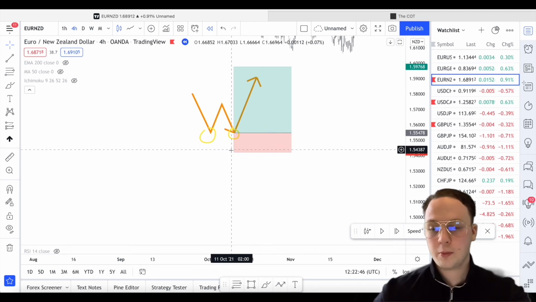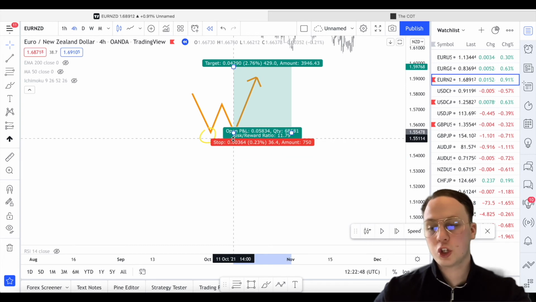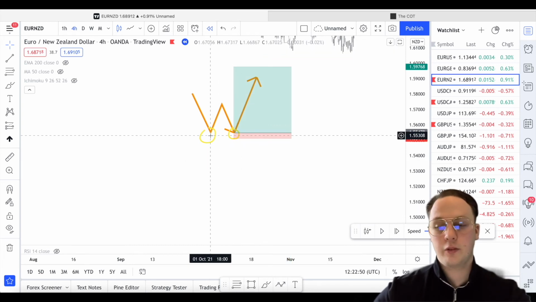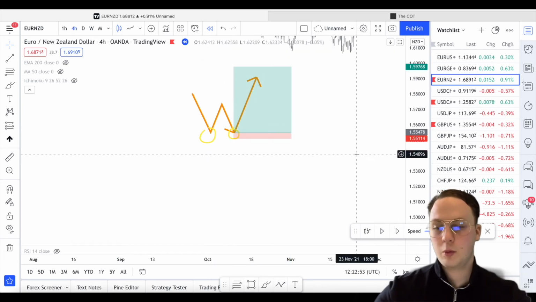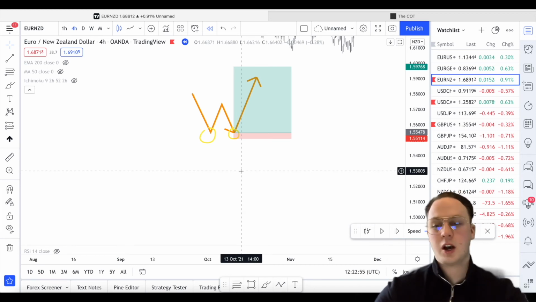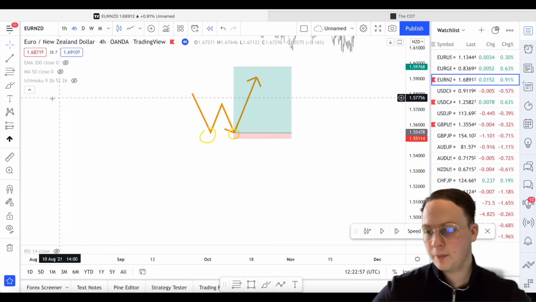Where would you have your stop loss? You would have your stop loss just below the previous leg of the double bottom, and your target can be wherever. Very aggressive, very tight stop loss entry to the double bottom.